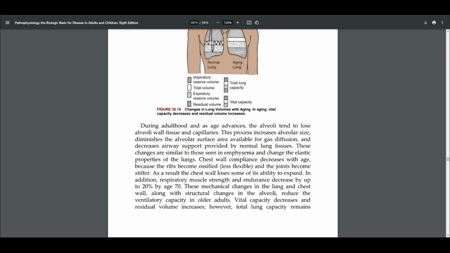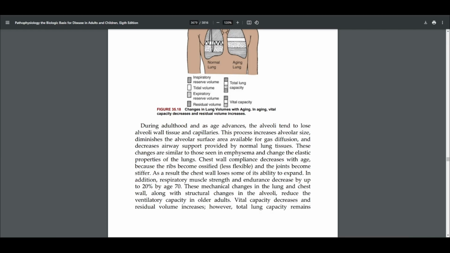During adulthood, as age advances, the alveoli tend to lose alveolar wall tissues and capillaries. This process increases alveolar size and diminishes the alveolar surface area available for gas diffusion, and decreases airway support provided by normal lung tissue. These changes are similar to those seen in emphysema and change the elastic properties of the lungs. Chest wall compliance decreases with age because the ribs become ossified and the joints become stiffer. As a result, the chest wall loses some of its ability to expand.